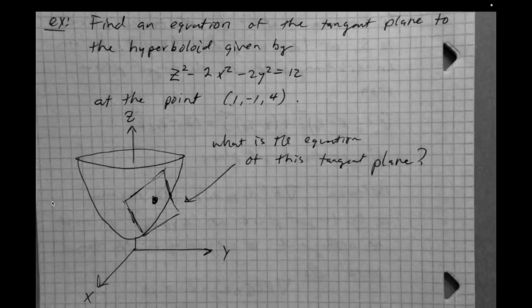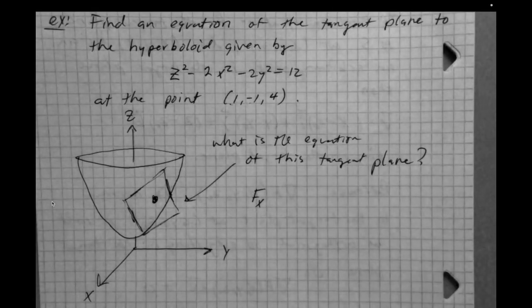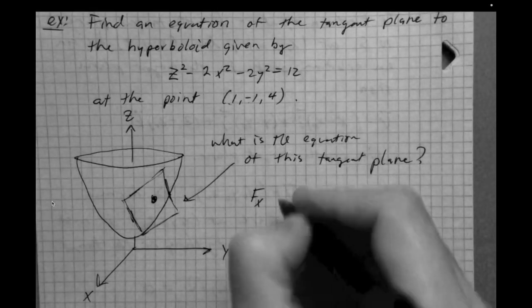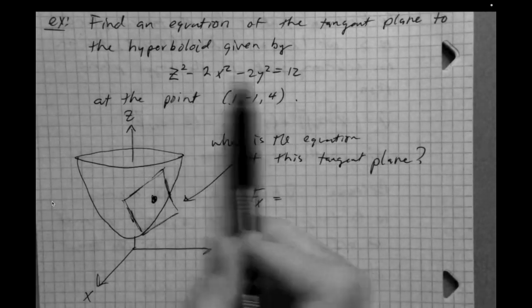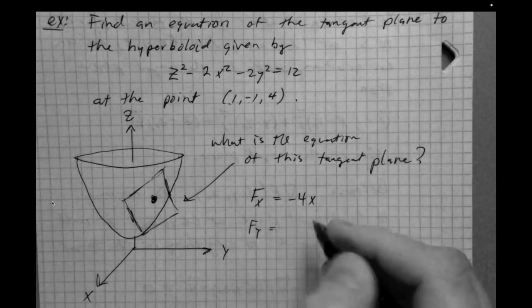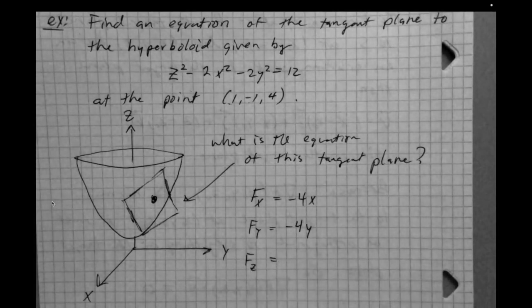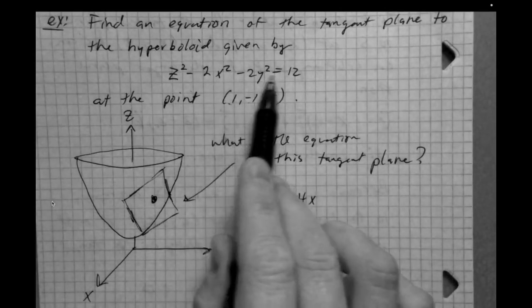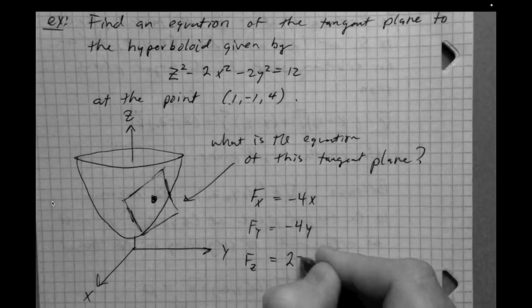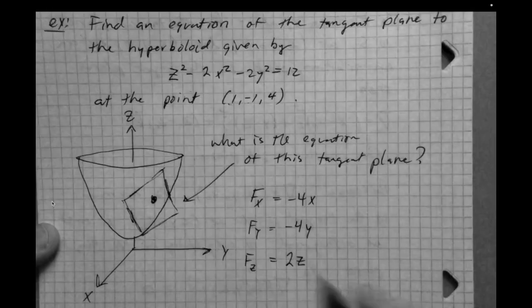Okay, and so that's exactly what the previous theorem taught us how to do, right? We need the three partial derivatives, and then we need to evaluate the three partial derivatives, and then we just need to plug it into this form. Okay, so we'll start with the partial derivatives. So f differentiated with respect to x is going to be equal to, just looking at this, negative 4x. And f with respect to y is going to be equal to negative 4y. And f differentiated with respect to z is going to be 2z. Okay. And so those are the partial derivatives.